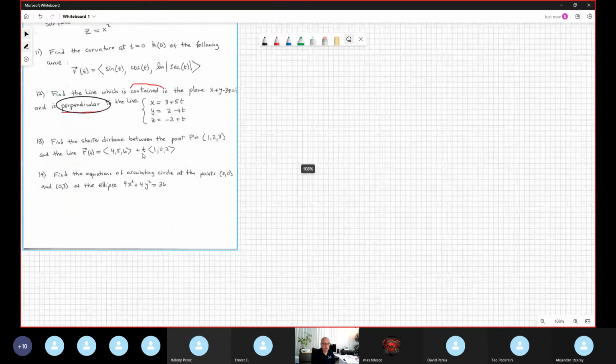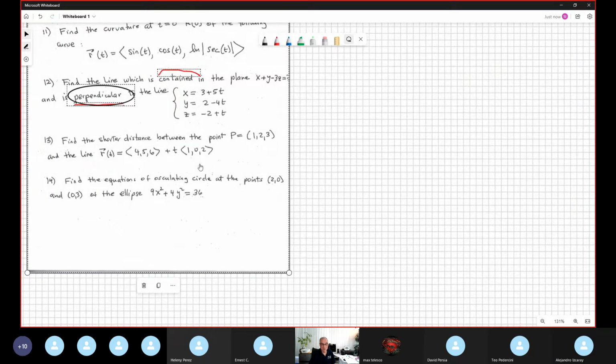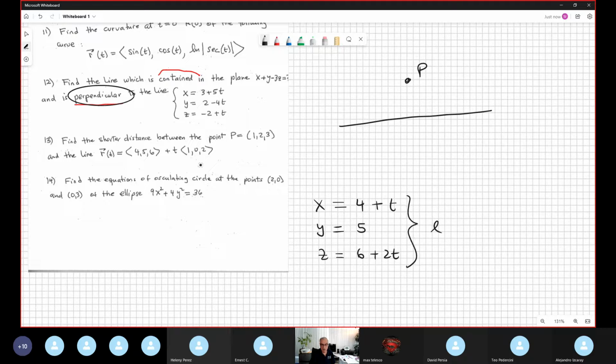13 is about the classical example. We have a line. The point P is given, and one line is given, in vectorial equation, or if you want, you write it in parametric. x is equal to 4 plus t, y is equal to 5 and not t, and z is equal to 6 plus 2t. This is the equation of this line, L. I need to find the shortest distance.